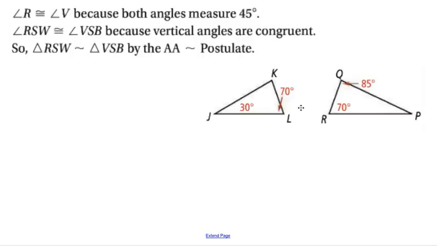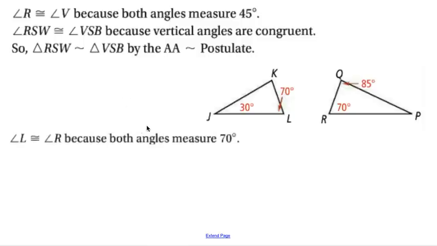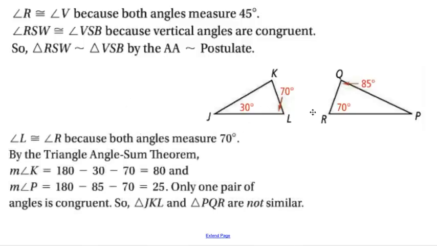What about the ones below? In this one we have a 30 and a 70. In this one we have a 70 and an 85. Well, it turns out that angle L and angle R are congruent. That's obvious. But we have an 85-degree angle here and a 25 down here, and this one's 80 for angle K. So these are not similar because we don't have two angles that are congruent.